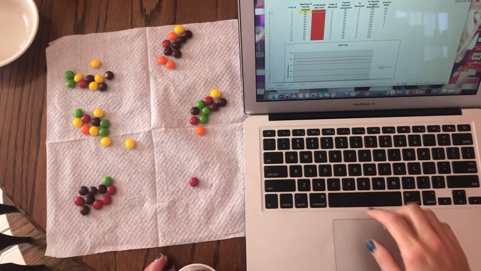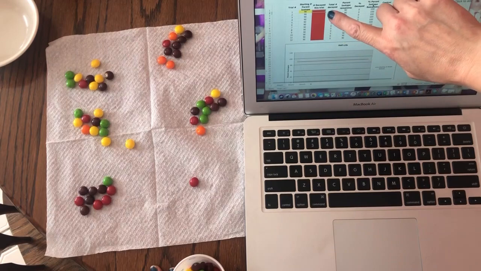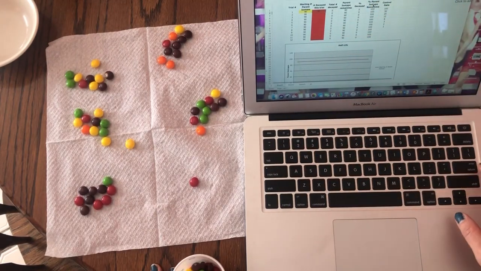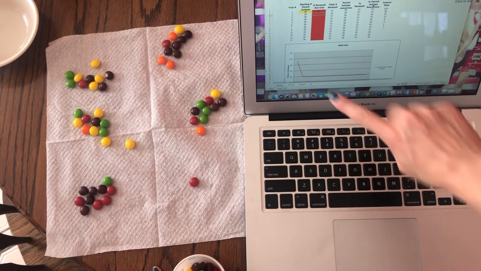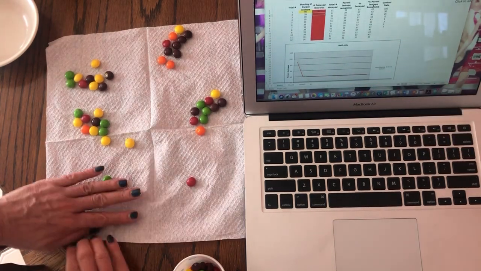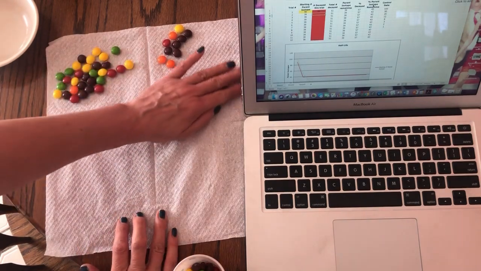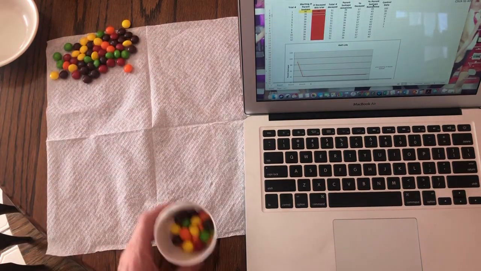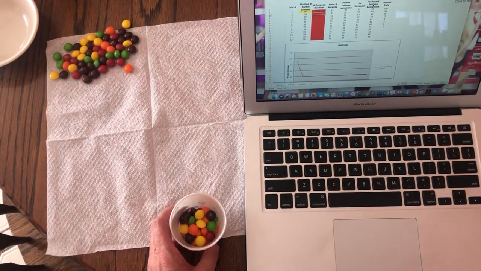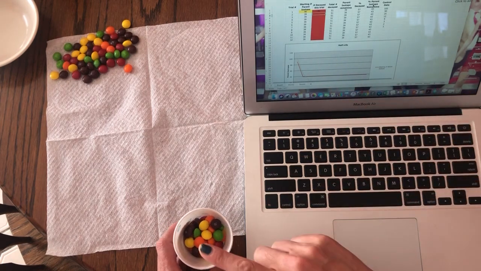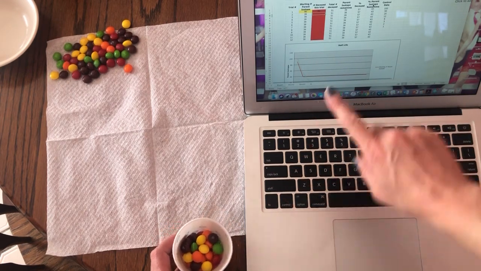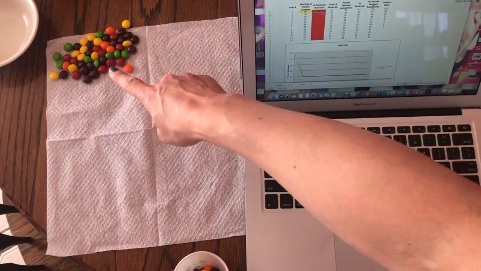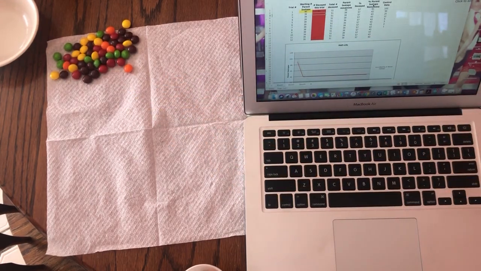Okay, so I had 51 that ended up having flipped over, so that number goes in that first red box, and I just push enter, and you'll notice the graph starts to fill in. I'm going to move those Skittles off to the side, and I'm going to repeat that same process until I have no more Skittles left in the cup. Each time, if it lands S up, it goes back in the cup, and if it lands S down, so that the bottom is up, it gets counted and sorted out.